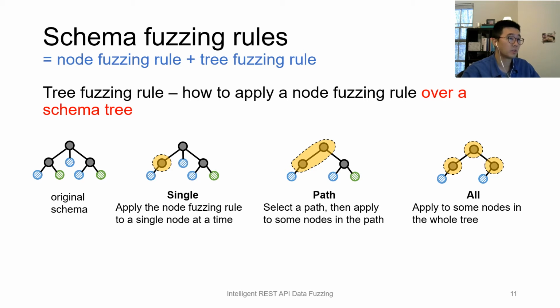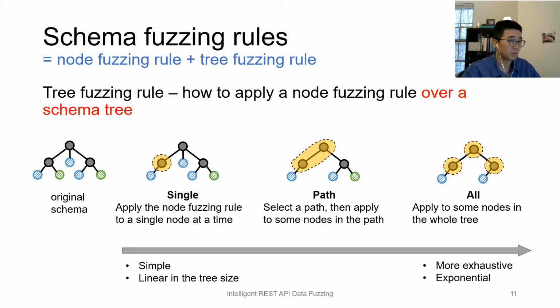And the last one, the O, which is the tree fuzzing rule O, basically allows us to modify any nodes in the tree arbitrarily. So you can imagine the rule single is simpler. The resulting fuzz schema will look more similar to the original one. And the number of generated fuzz schemas is linear in the size of the tree, while the tree fuzzing rule O modifies more exhaustively, but the number of generated fuzz schemas can easily explode. Right? So that's the trade-off here.